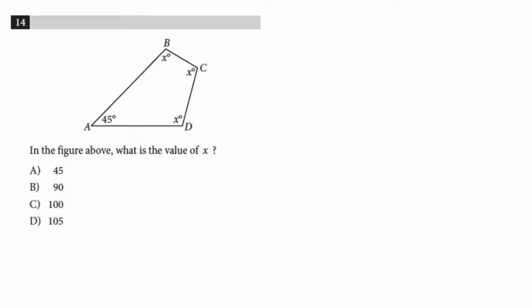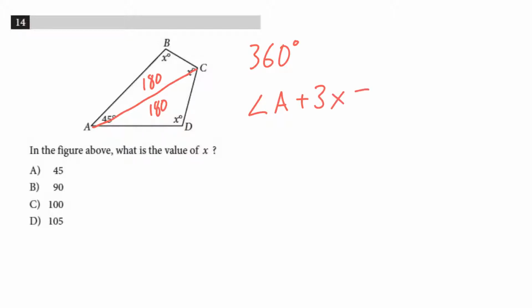14. In the figure above, what is the value of x? Okay, well, we've got a quadrilateral here, and we should know that every quadrilateral we can break up into two triangles, and each triangle will have 180 degrees, so a quadrilateral has a total of 360 degrees for its interior angles. Okay, and we know that we have one angle here, angle A, plus we have 3 x's, so plus 3x, and that has to equal the total interior degrees.